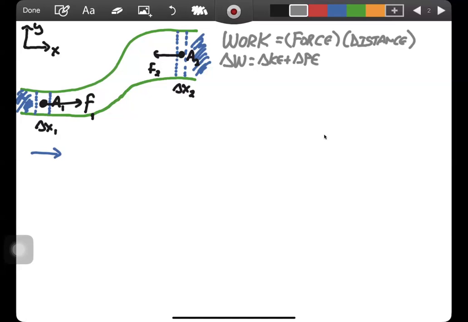So the net work is zero. And so if delta W equals zero, then the change in kinetic energy plus the change in potential energy equals zero. Which is to say that the total kinetic plus potential before must somehow equal the total kinetic plus potential after. They might be different in amounts, but the sum of them has to remain constant.